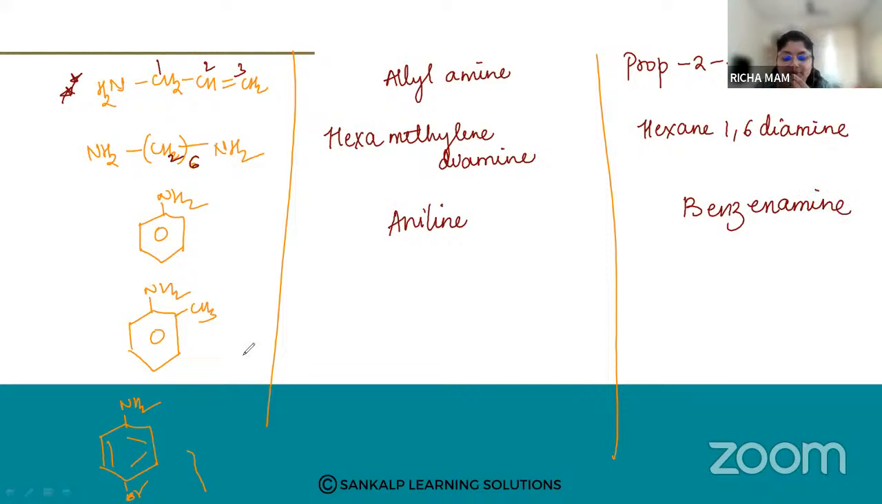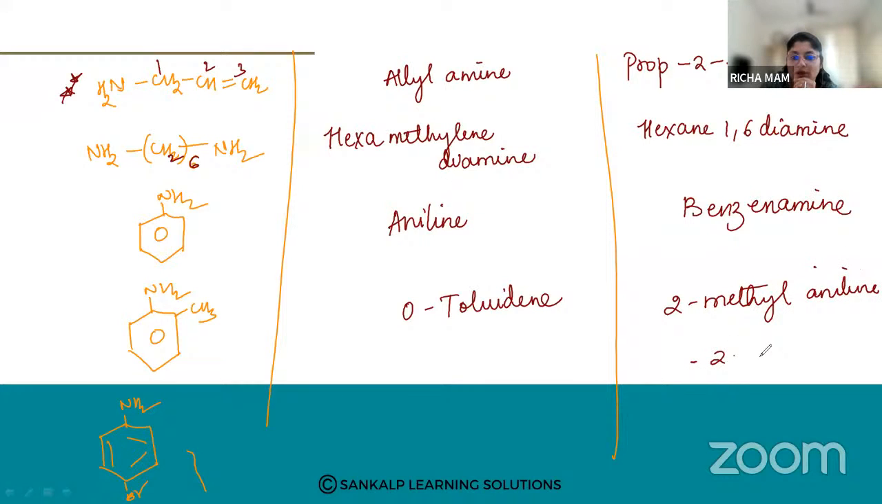Next compound. This is orthotoluidine. What is this? It is 2-methylaniline or 2-aminotoluene. So you can write any of the names. CH3 with benzene is called toluene. So you can give either 2-methylaniline or 2-aminotoluene.